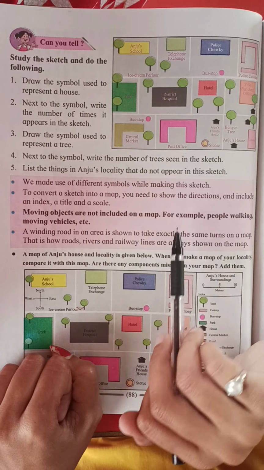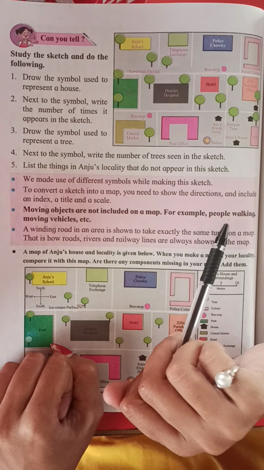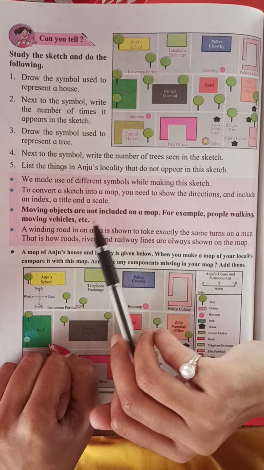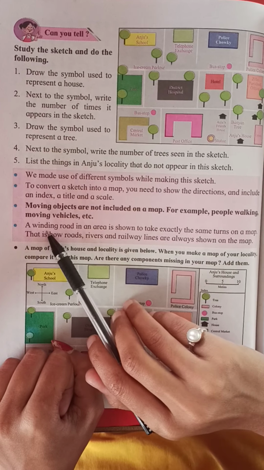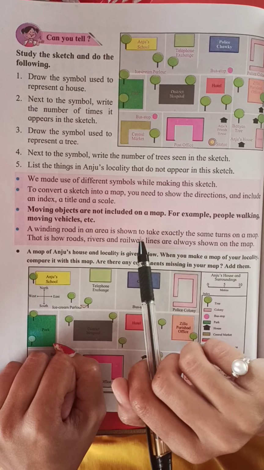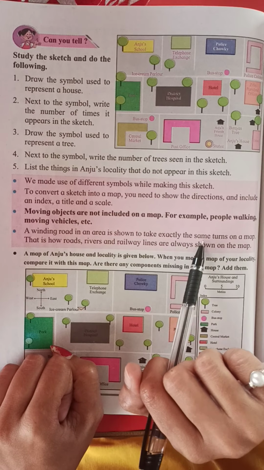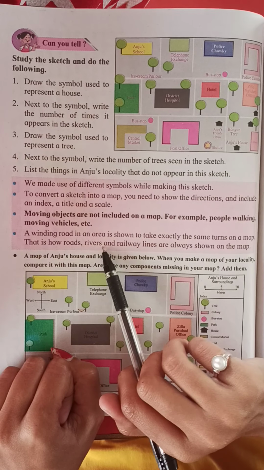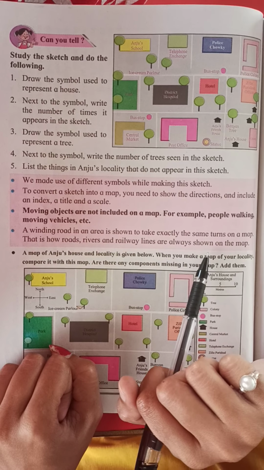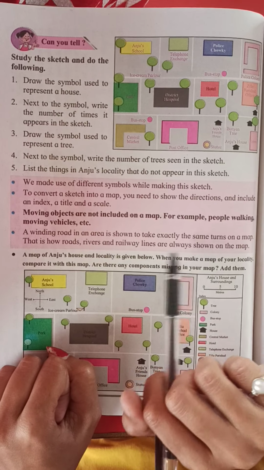Moving objects are not included on the map. Means which are the moving objects? People walking, moving vehicles, etc. These things are not included in the map. A winding road in an area is shown to take exactly the same turns on the map. That is how roads, rivers and railway lines are always shown on the map.